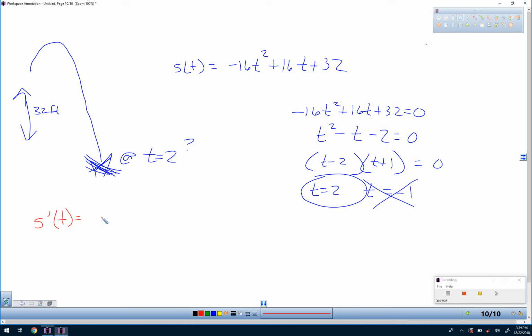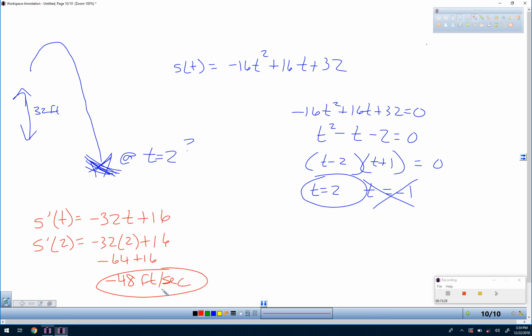And so the derivative of that function would be negative 32t plus 16, and then you can find the derivative at that time by simply plugging in 2, and then you would get negative 64 plus 16, and that would give me negative 48, in this context, feet per second. And so I know that on impact, that diver is going 48 feet per second when he or she hits that water, and the negative just implies that the diver is going in the downward direction.